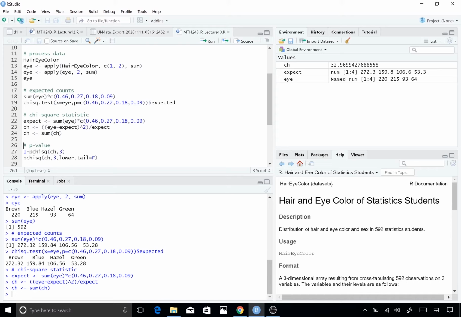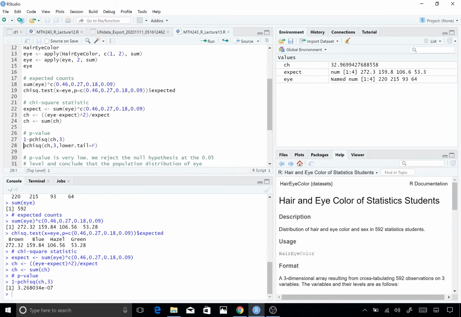I compare 32.97 to a chi-square distribution with 3 degrees of freedom. There were 4 groups. Degrees of freedom are the number of groups minus 1. The chi-square test is always in the greater than direction. I use 1 minus pchisq. And I can get the same thing from pchisq with lower.tail equals F for false.